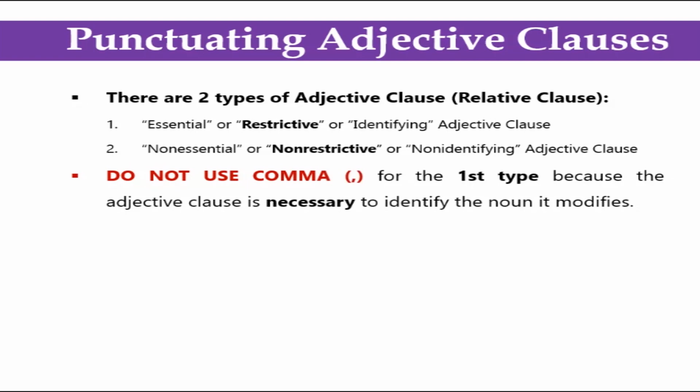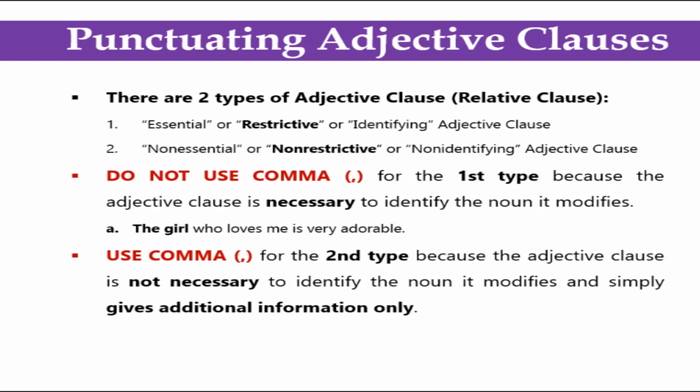Do not use a comma for the first type because the adjective clause is necessary to identify the noun it modifies. For example, A. The girl who loves me is very adorable. So this is the first type of adjective clause, which is the restrictive adjective clause. Who loves me is very important, very necessary to identify the noun girl.